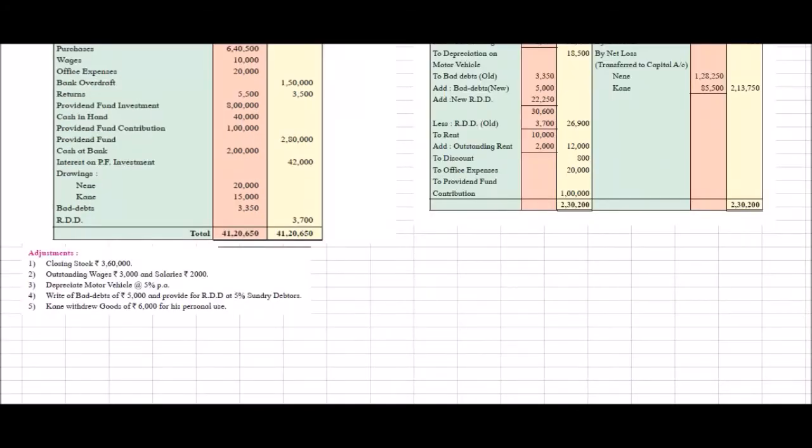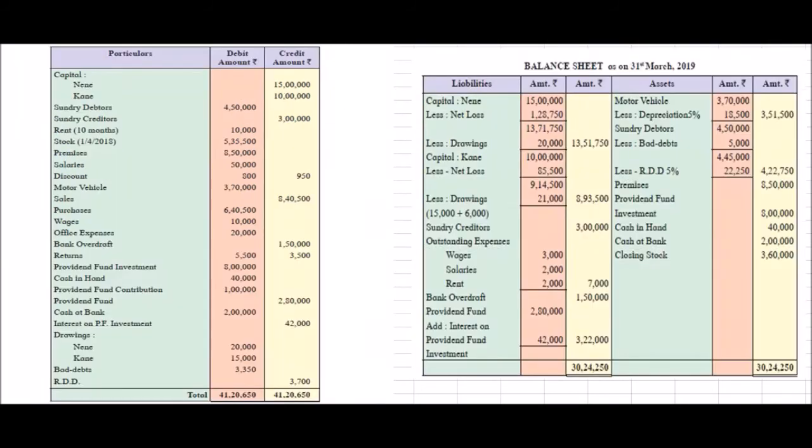Okay, in this problem we are studying a net loss. Till the 7th problem we studied net profit, but now it is a net loss. This net loss will transfer to the capital account in the balance sheet. So they are having an opening stock of Nene, that was 15 lakhs rupees, and we need to deduct the amount because it is a loss. The net loss is coming 1,28,750 rupees.